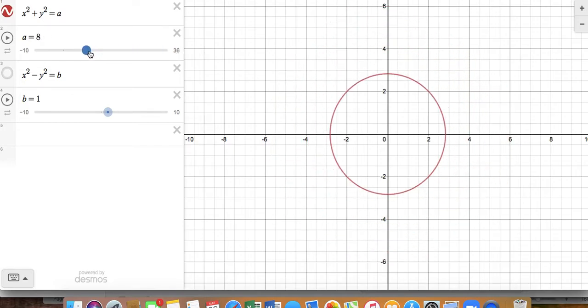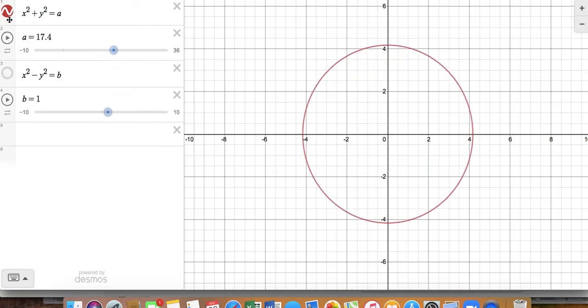But with the circle, once I get to 0, that's it. I'm done, right? There are no circles that happen after 0 like that. Okay? Now, a hyperbola is very similar.